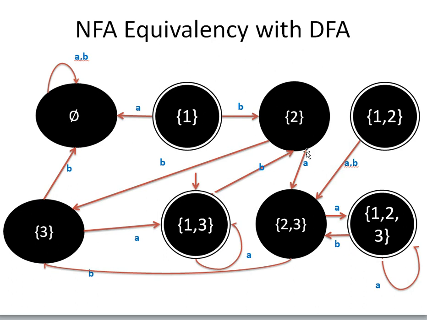Okay, so now we're going to go to 2. Now, what are the options that we have? The options that we have are always the alphabet.